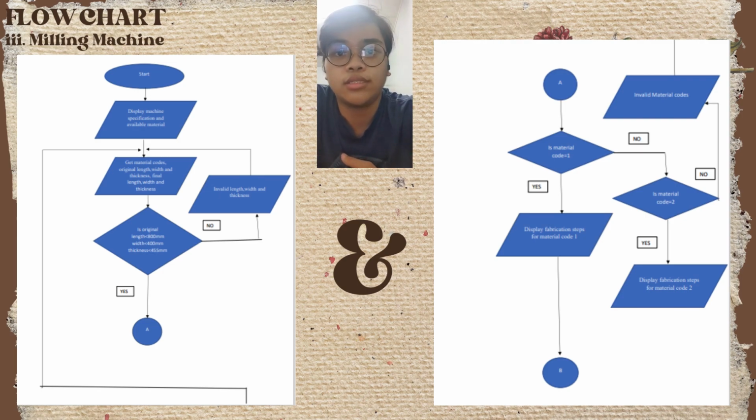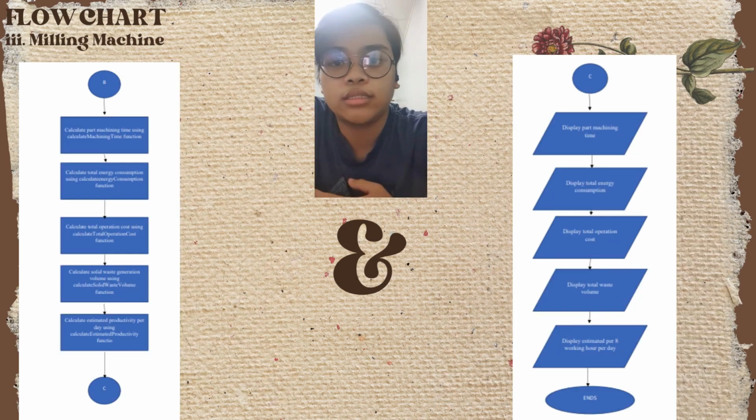So this is the flowchart. The first part is machine specification and available material display, and also the maximum length and other stuff. Next in the flowchart is the formula that is being used and also the display of the results.